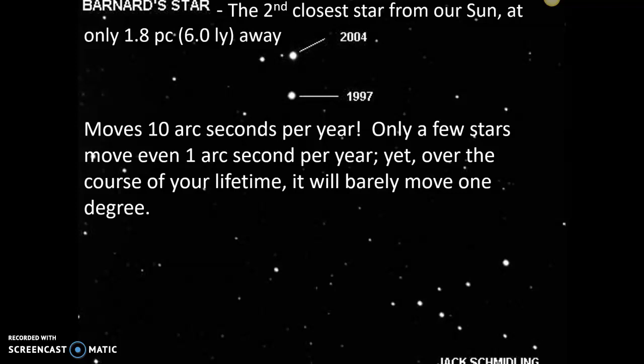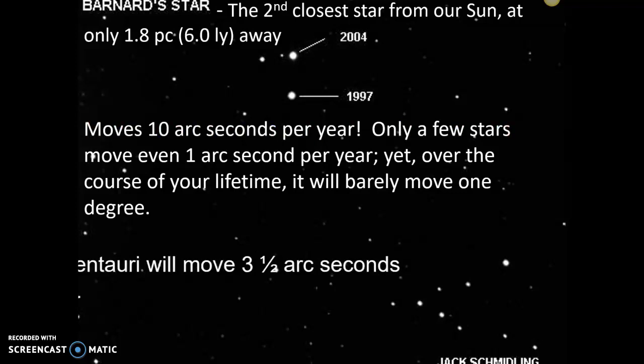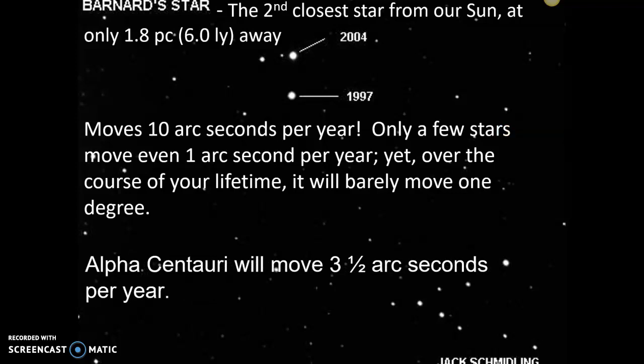So it moves 10 arc seconds a year. Only a few stars move even 1 arc second per year. Yet over the course of your lifetime, Barnard's star will hardly move that much. I mean, figure 10 times 10 arc seconds is 100 arc seconds. That's still a slight amount. Alpha Centauri will only move 3.5 arc seconds per year. And it's the closest to us, so you'd think you'd see a lot more movement than that.